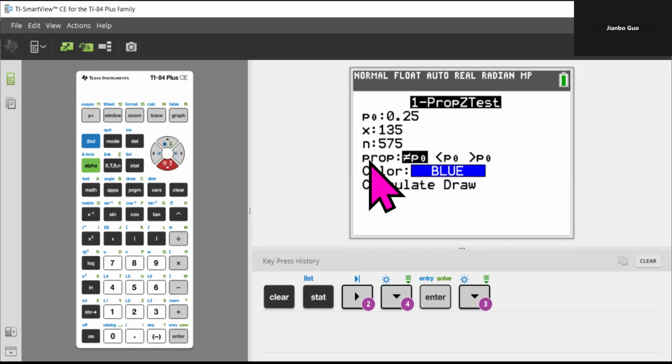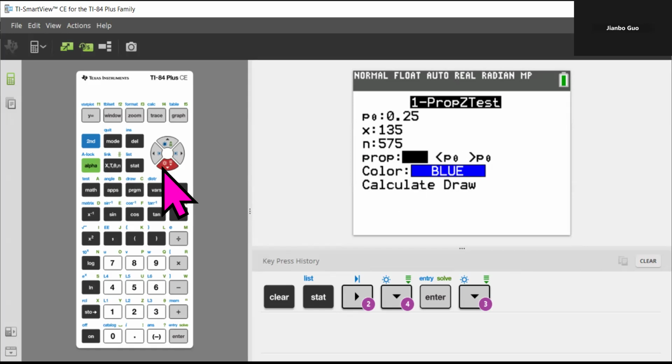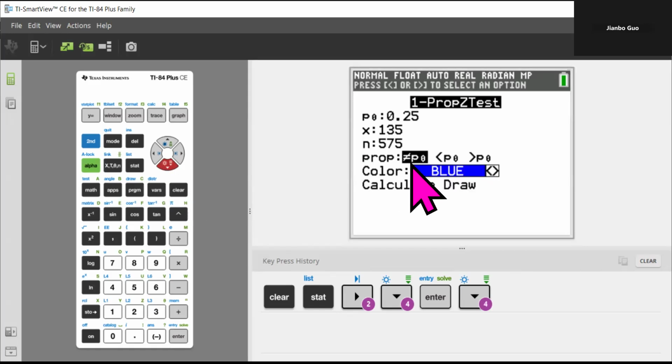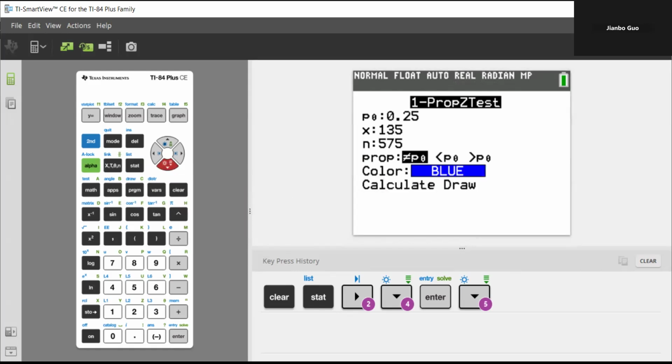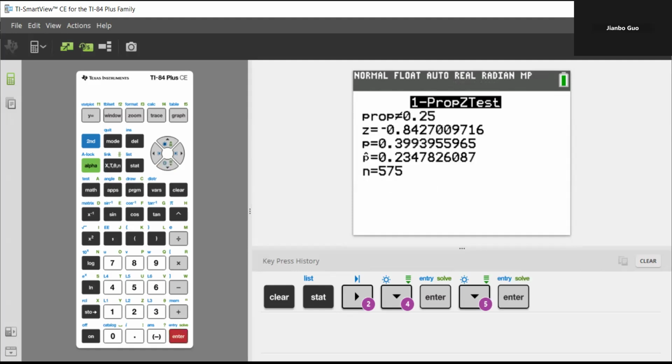This basically gives you the alternative. This here actually is the alternative hypothesis. The alternative hypothesis determines the type of the test. We have a two-tailed test, so we need to make sure this is highlighted. And the color doesn't really matter. You can customize that, and then calculate, and you will have those results.